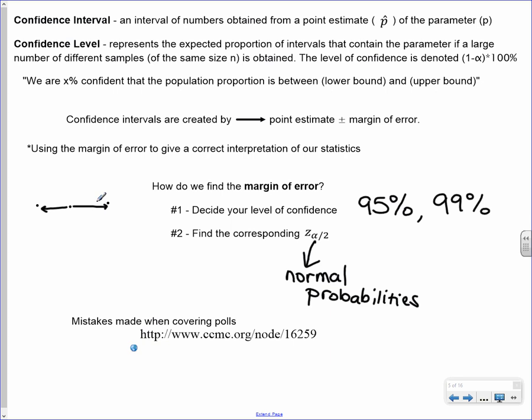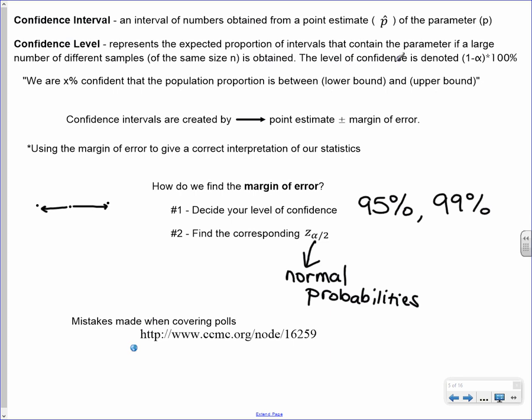So what is our level of confidence? Well, to figure out your level of confidence, we really just create it. We decide, do I want to be 99% confident or 95% confident or 90% confident? And once we figure out what our level of confidence is, then we can create our confidence interval.